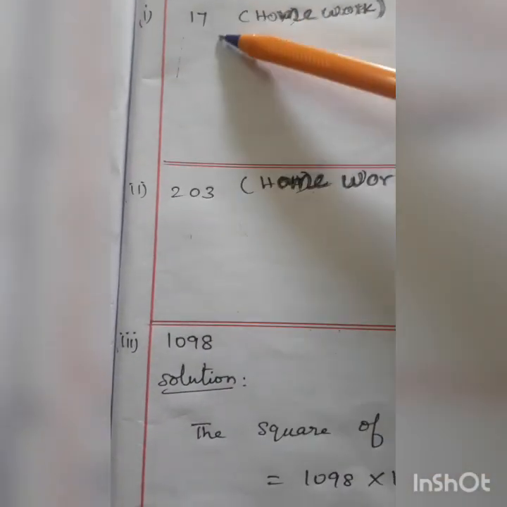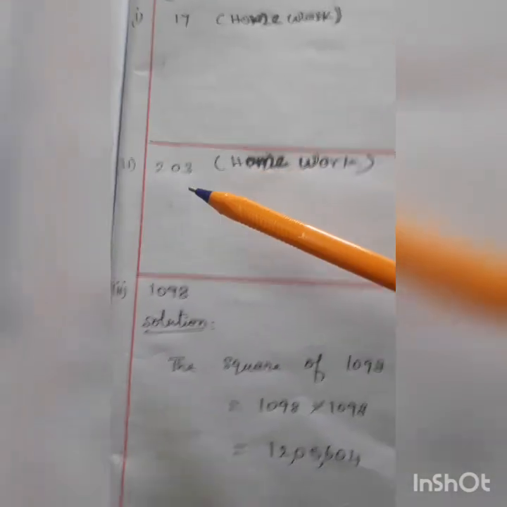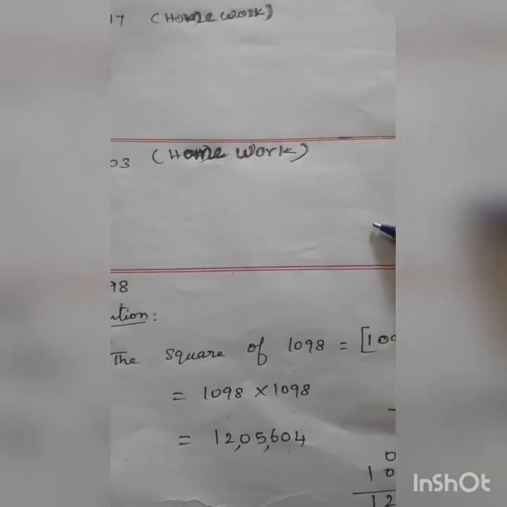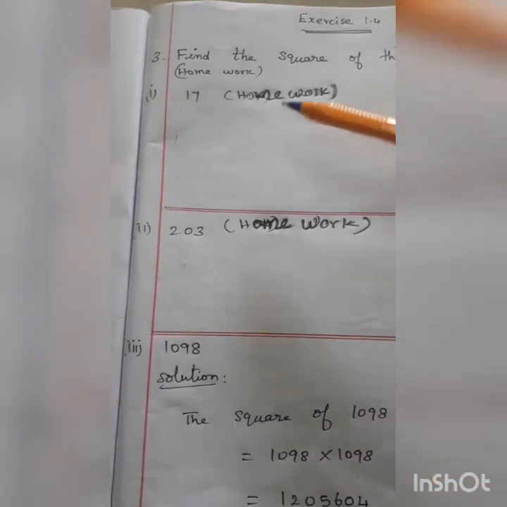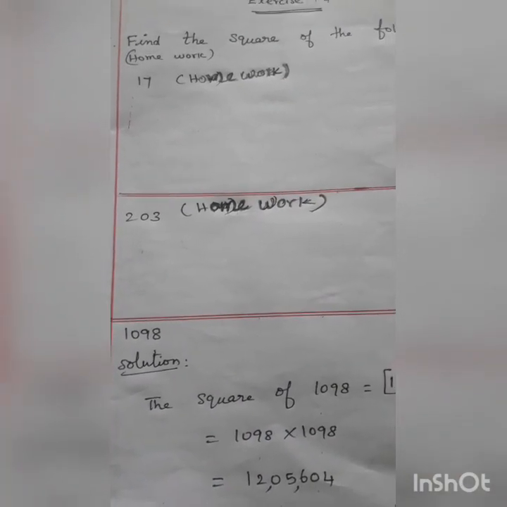So these two sums are the same method only. For 17, how many times do you want to multiply? 2 times. 17 into 17, do the multiplication and get the answer. 203 also multiply 2 times and get the answer. Write the solution steps neatly and submit the homework. As usual, write continuously in the fair note.